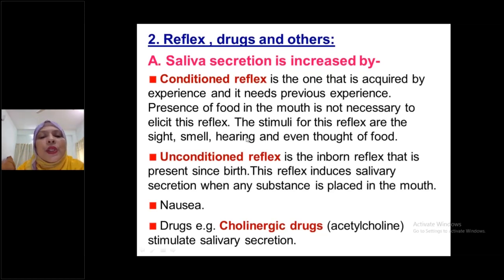The stimuli for this reflex are the sight, smell, hearing and even thought of food.